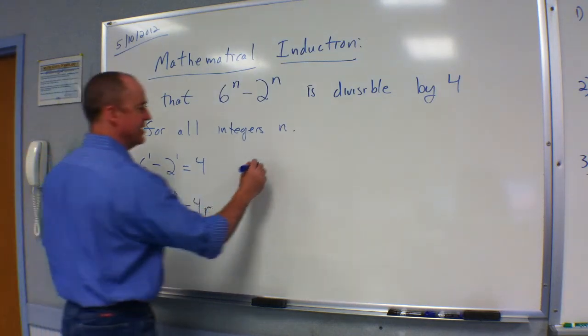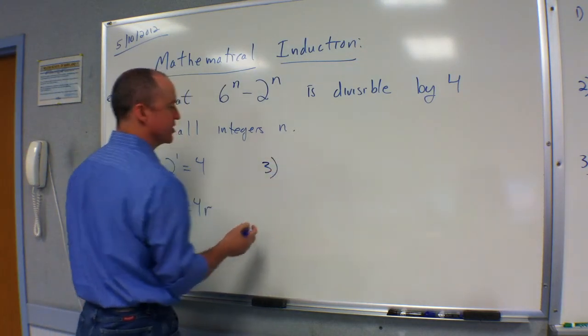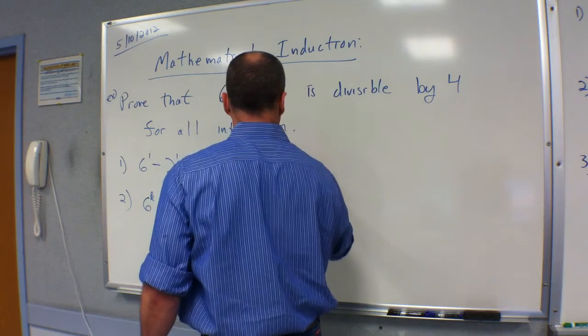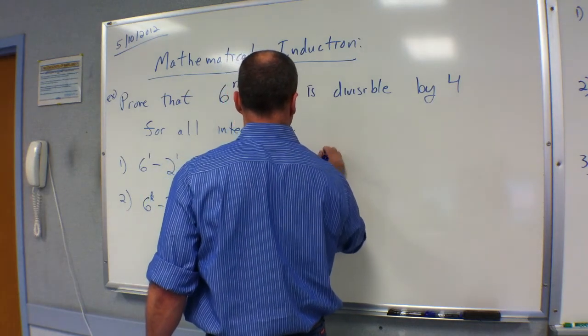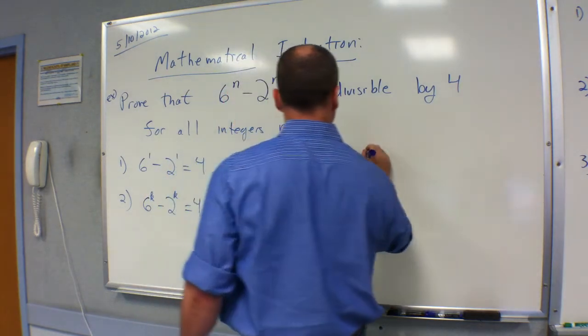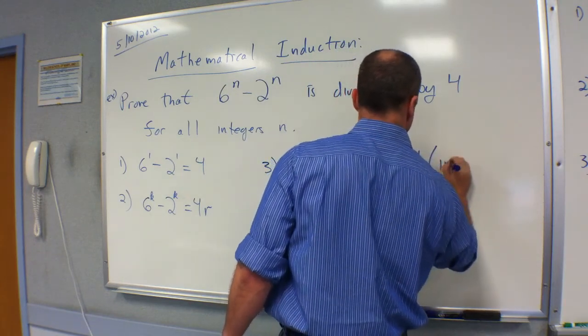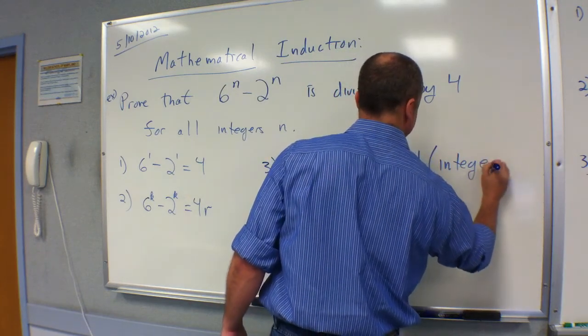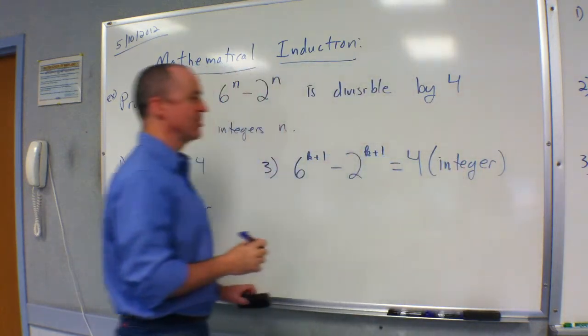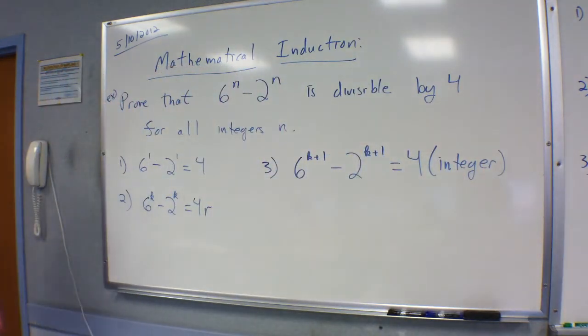Now, for step 3, here's our goal. 6 to the k plus 1 minus 2 to the k plus 1 equals 4 times some other integer. It will not be the same r from last time. We just have to know that whatever's left after we get a 4 on that side is an integer.